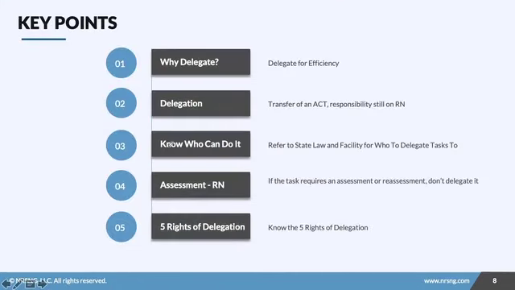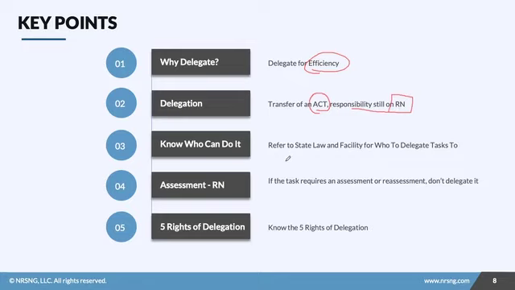All right, so let's sum up some of the key points with this. First of all is, why delegate? Delegation leads to efficiency. Our time is so valuable on the shift, and even as a team of nurses, our time is so valuable. To help us use our time wisely, it's important that we safely delegate to other people. What is delegation? Delegation is the transfer of an act to someone else, but the responsibility still remains with us as the RN or as the nurse.